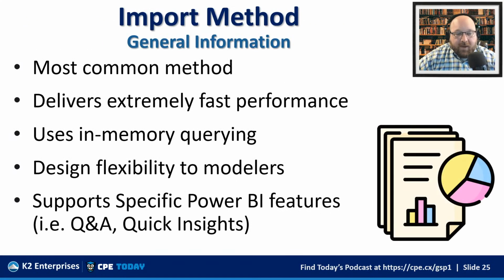So for our import method, this is going to be the most common method. It's the method used by default. It is very, very fast because the data is all stored in memory of that Power BI file. So it's just immediately accessible, super responsive for the reporting, again, because everything is in memory. Super flexible to allow you to model it different ways. And it also supports some specific features that direct query won't work with, like the Q&A feature or the quick insights feature, which we will be discussing in a future podcast.